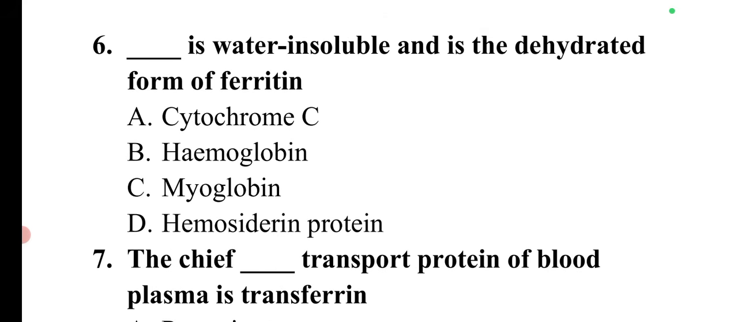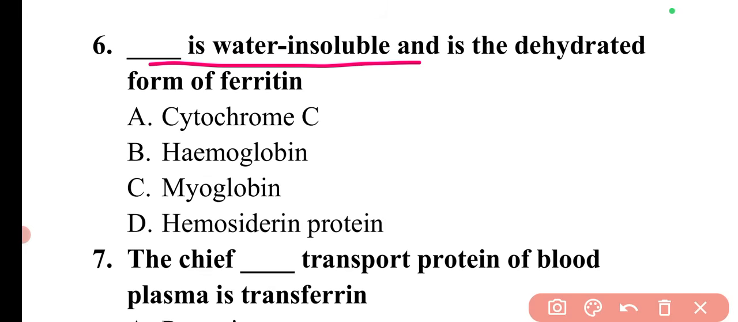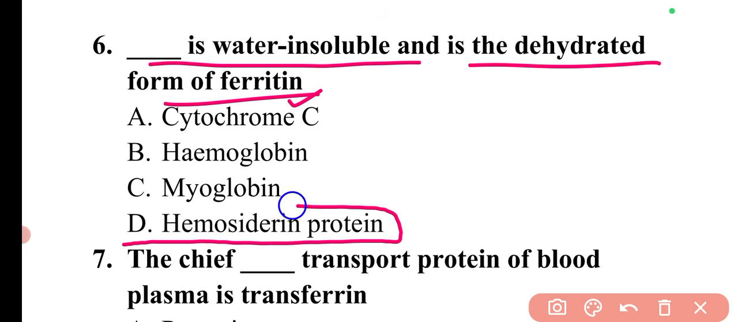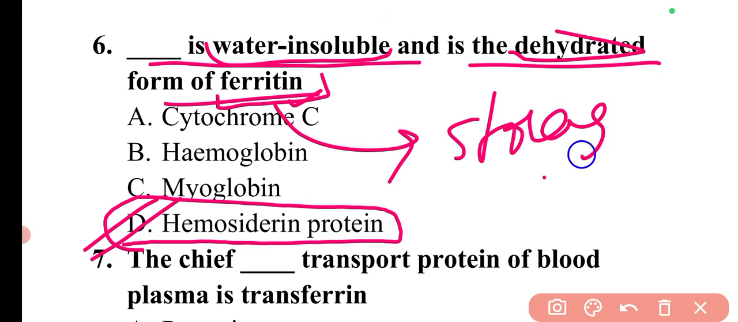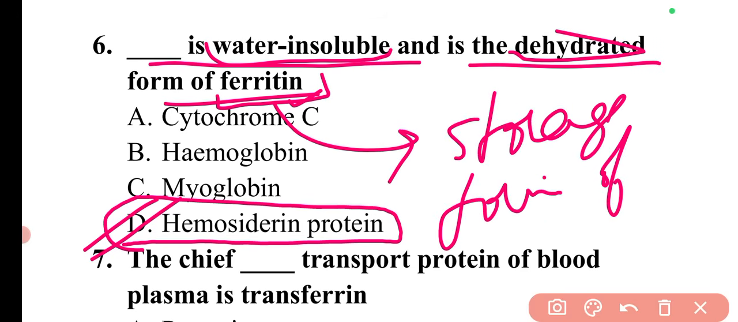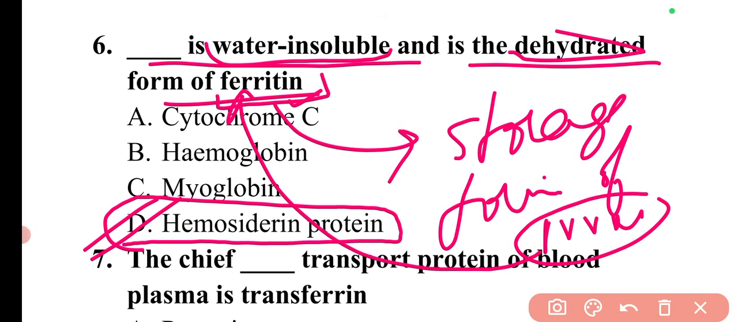Then next question is, dash is water insoluble and is a dehydrated form of ferritin. So here the hemosiderin protein is an insoluble and dehydrated form of ferritin. Ferritin is basically the storage form of iron. If the question is asked like in what form iron is stored in the body, it is stored in the body as ferritin. Means basically it is stored temporarily as ferritin.